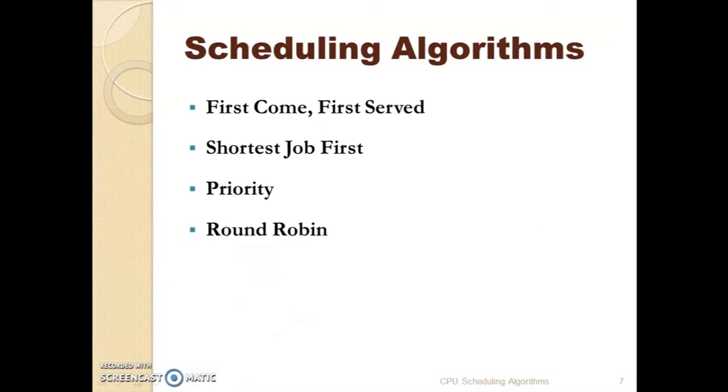Now let's begin with the scheduling algorithms. There are 4 scheduling algorithms. First is first come first serve, second is shortest job first, third is priority, and fourth is round robin. We will be discussing these algorithms with examples.